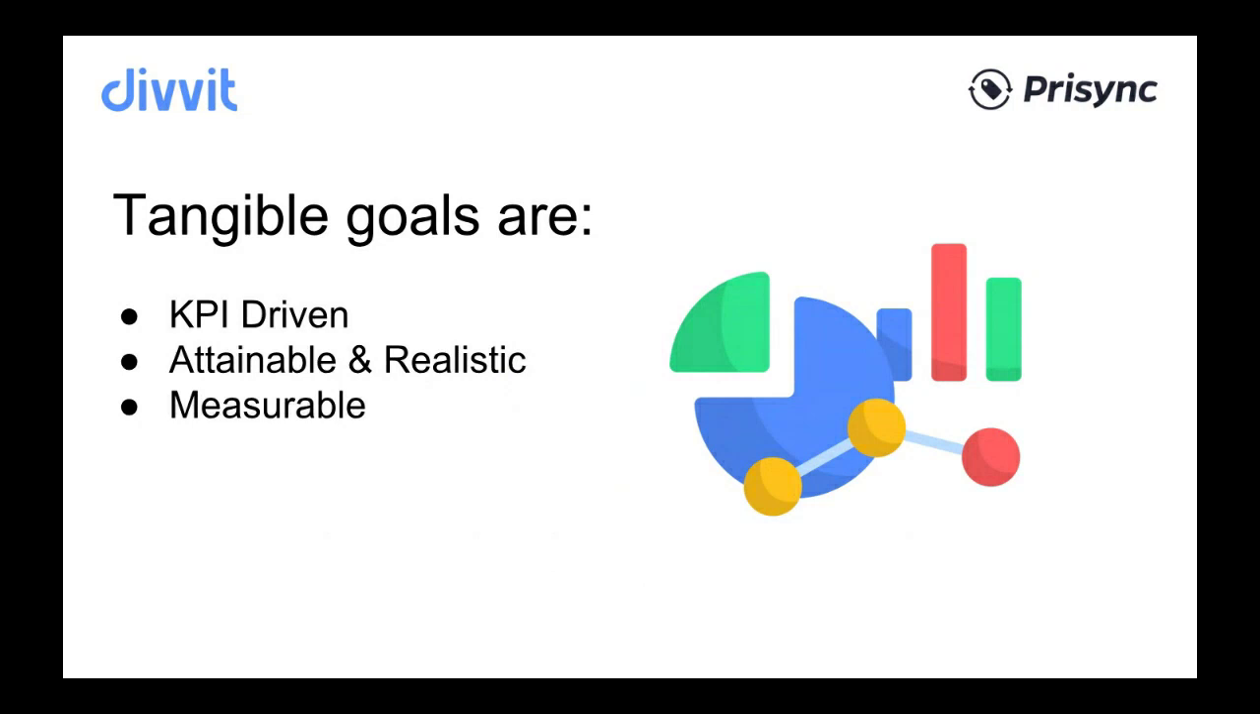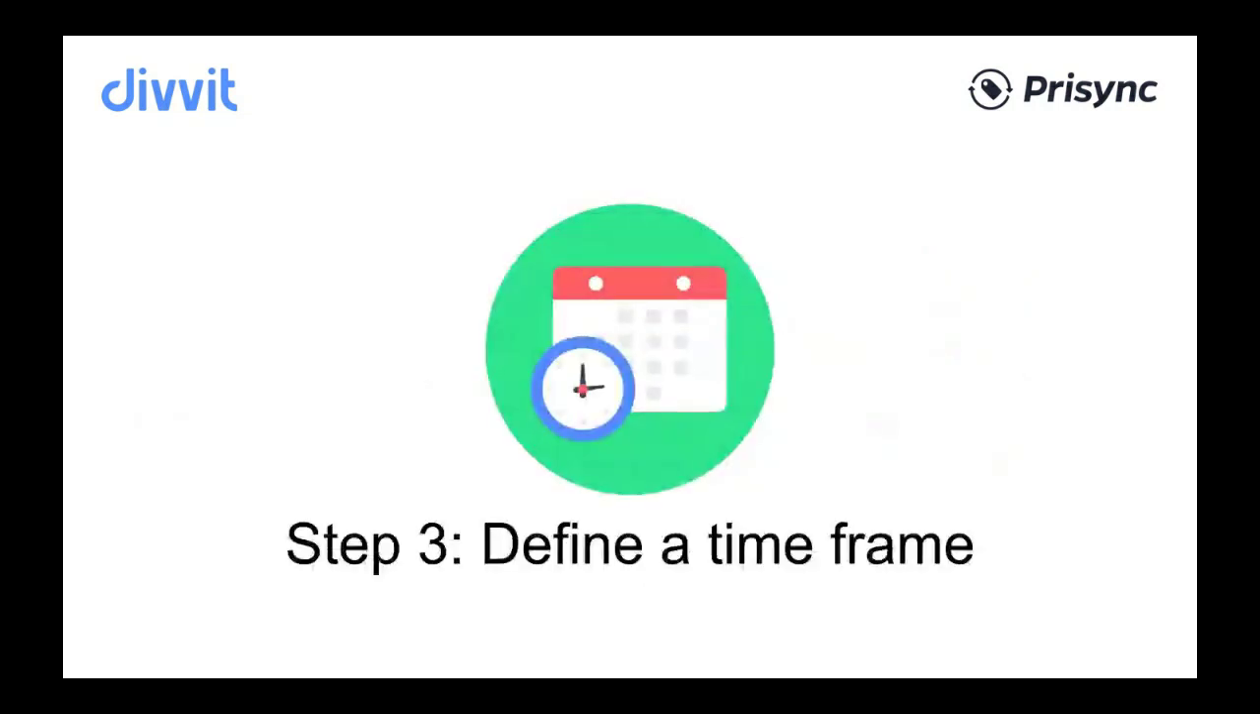And most importantly, a tangible goal is measurable. This is something that we can actually measure. It's wonderful if you say, I just want to make more money. That's great, but that doesn't help you. It doesn't do anything for you. So step 3 is define a time frame. I said over the next 6 months. This gives me a selected amount of time where I need to implement a strategy and execute it.